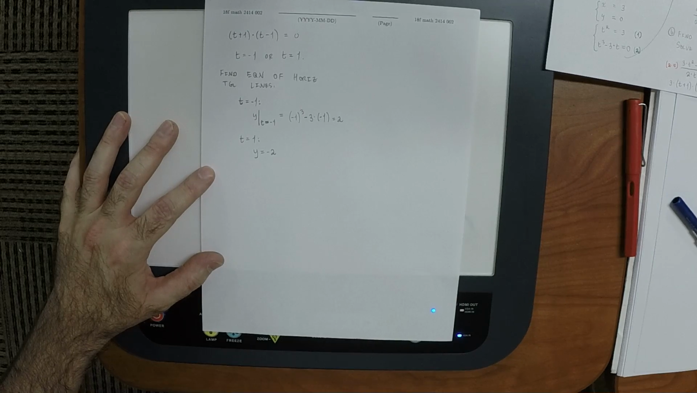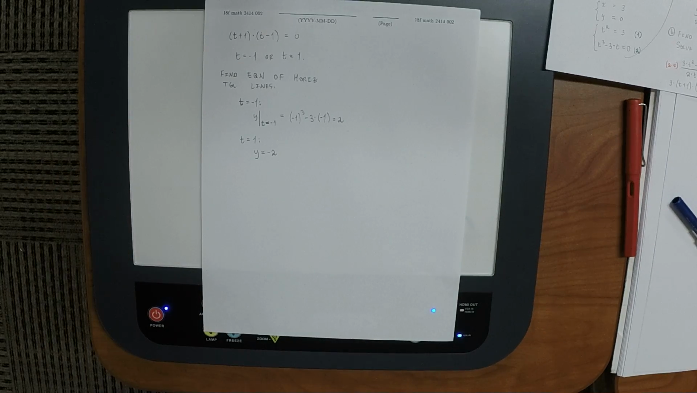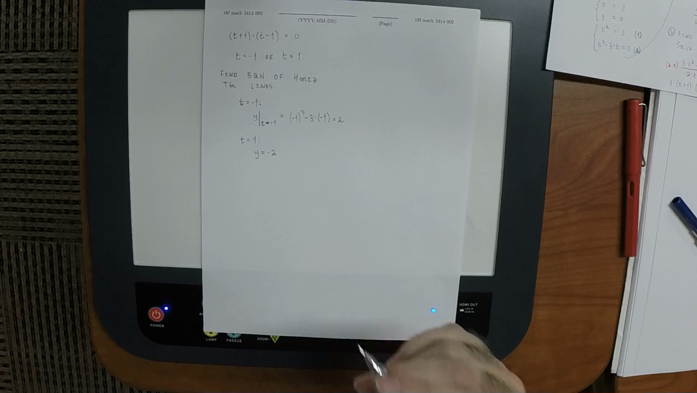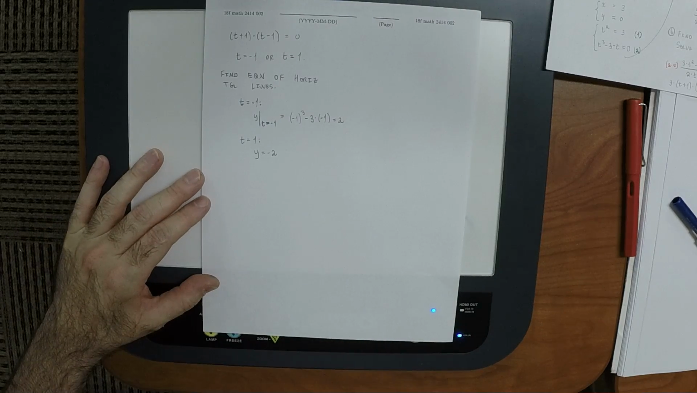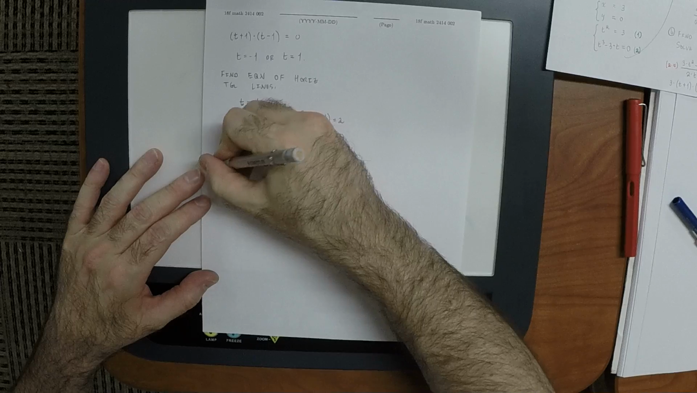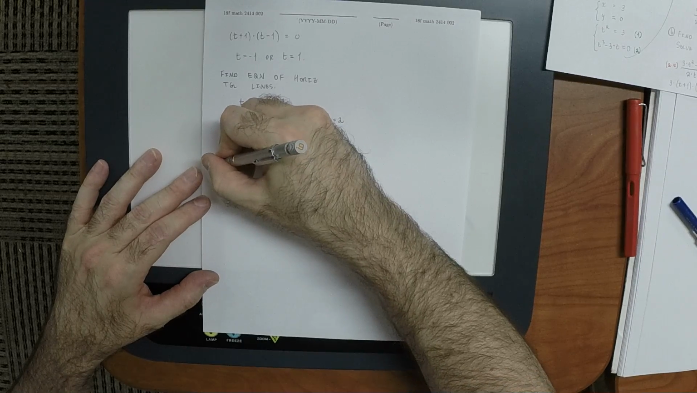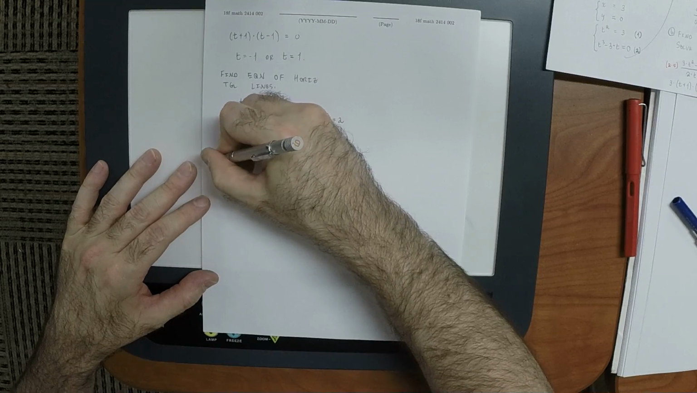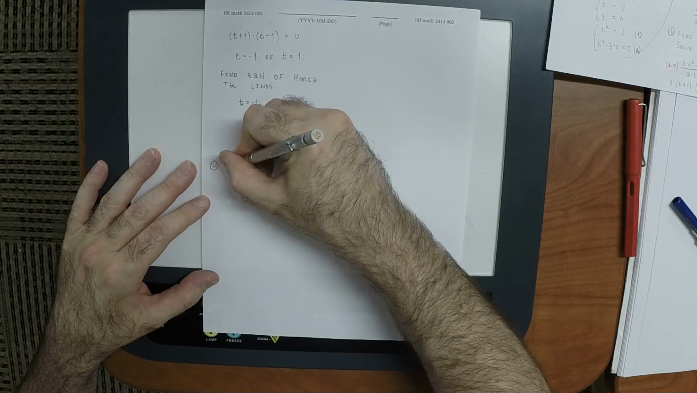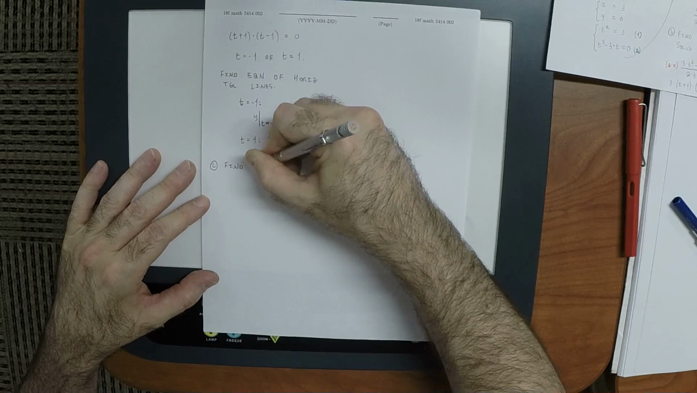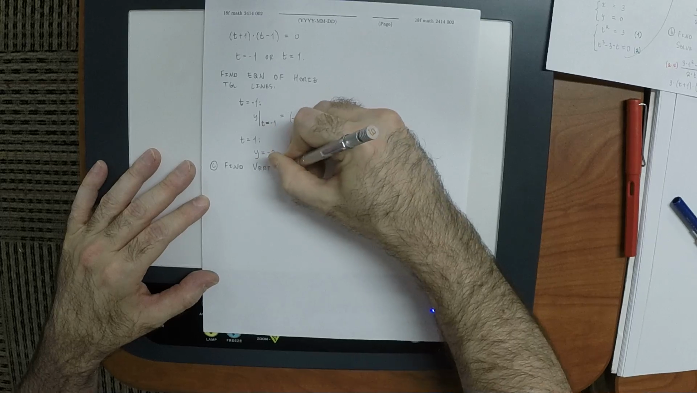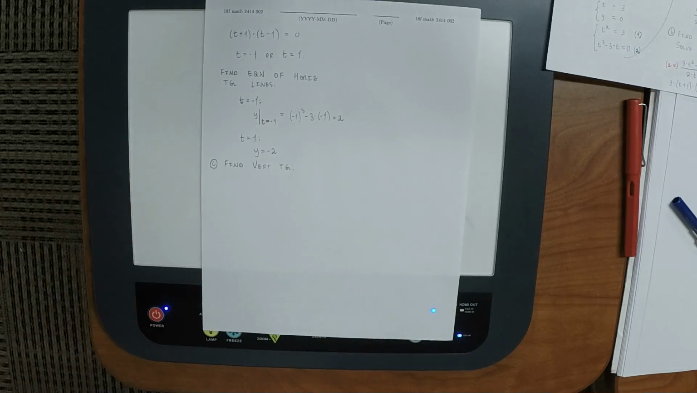The slope's going to have to be undefined. But it's not just that. It's slightly more complicated than that. So let's consider, what were we doing? A, B, C. So C, find the vertical tangents. Find the vertical tangents.